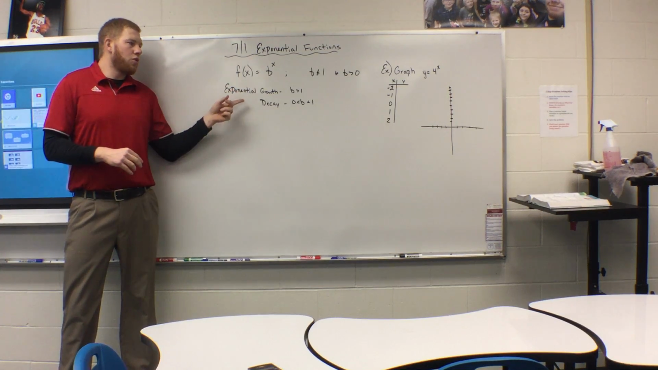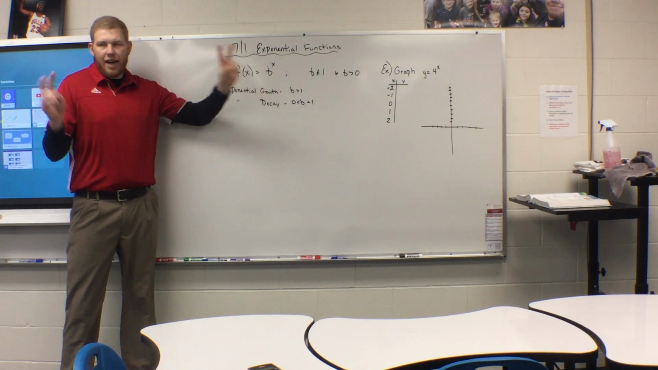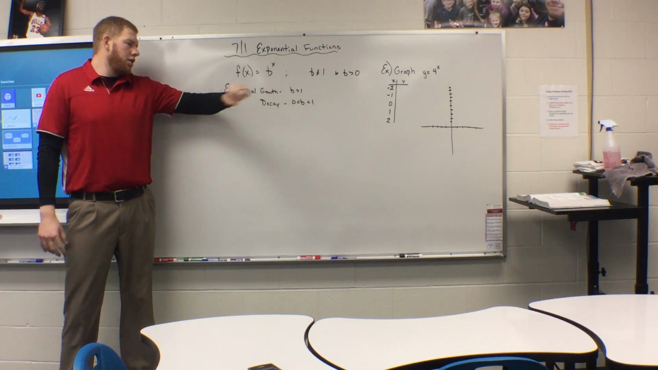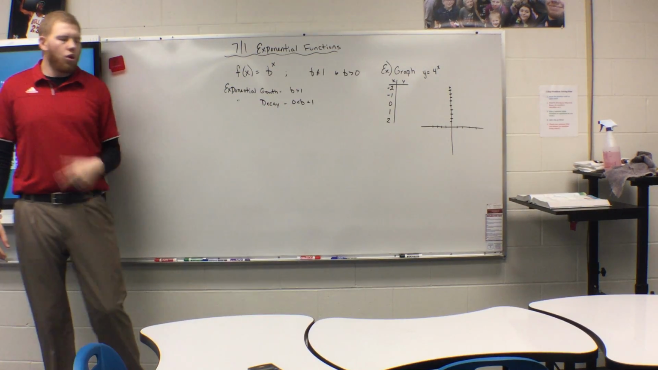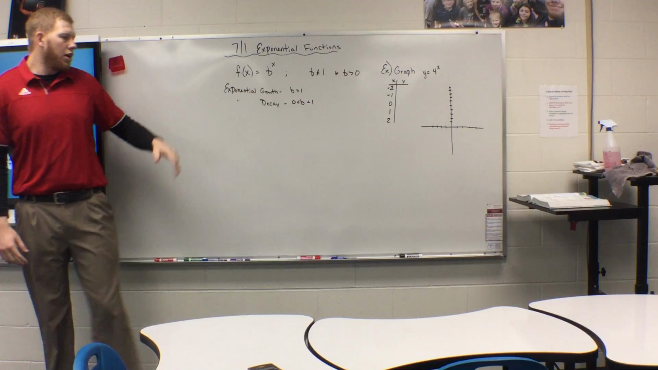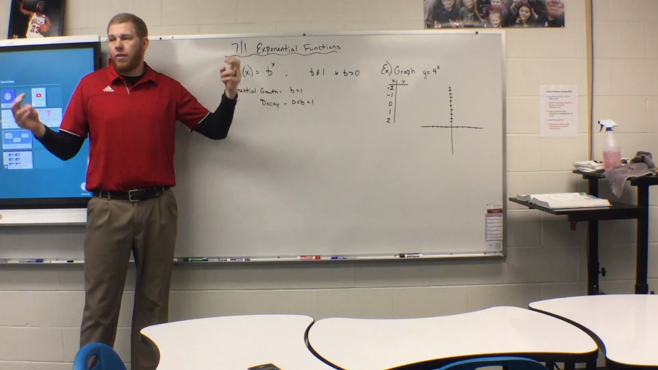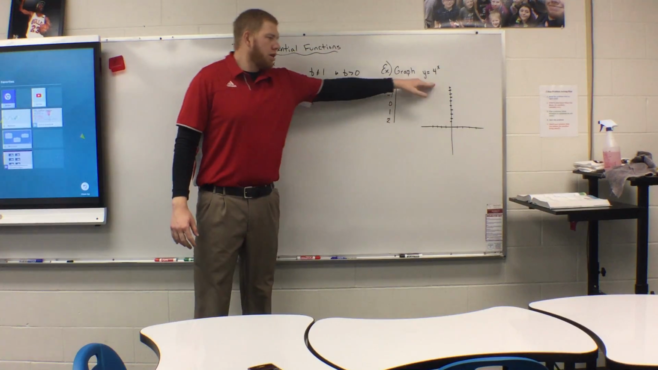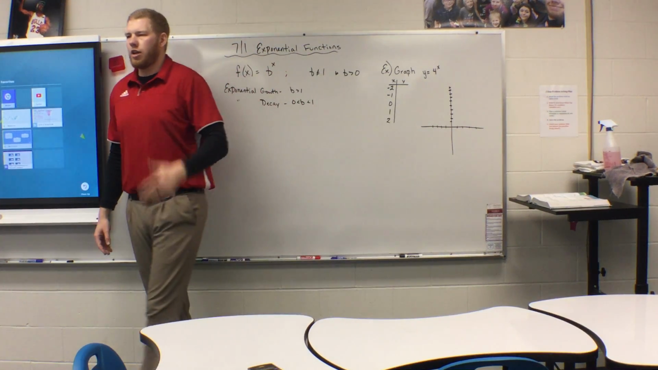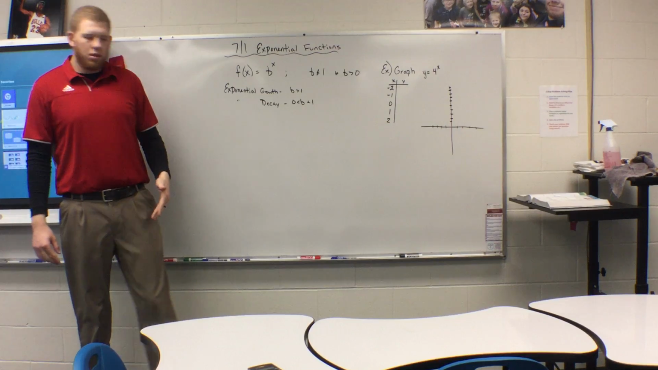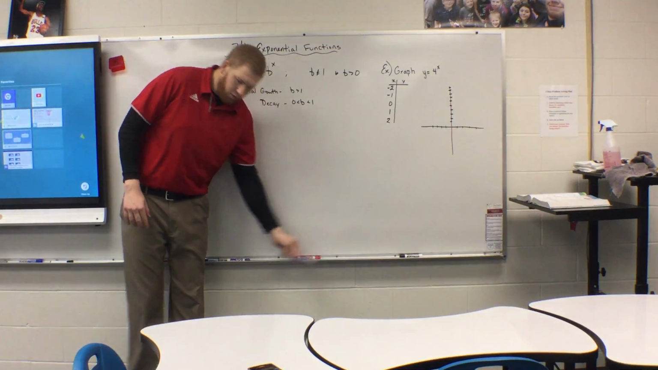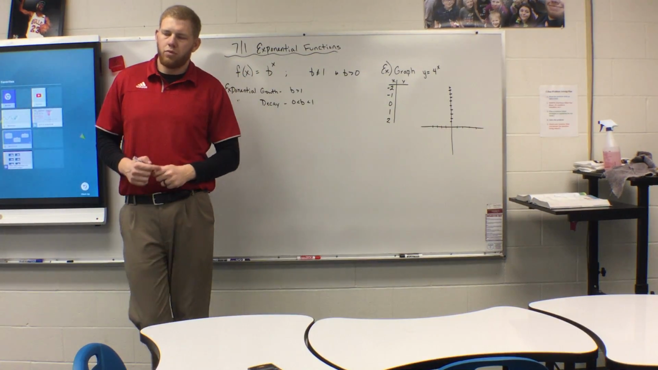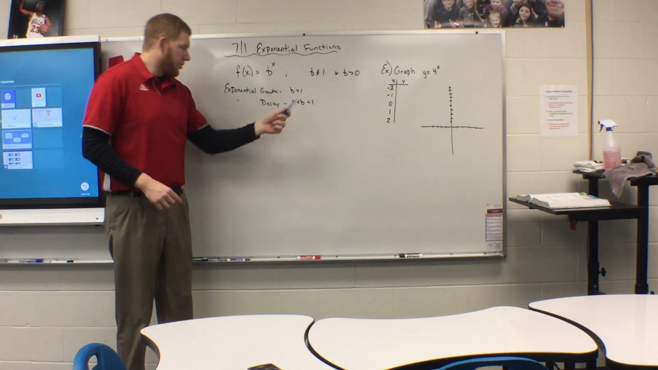So we have two types of exponential functions. We have an exponential growth, where our growth factor is greater than 1. Or we have exponential decay, where our decay factor is going to be a fraction that's between 0 and 1. So with this one, it's just going to be a growth or a decay. A growth. The growth, because our b is greater than 1.